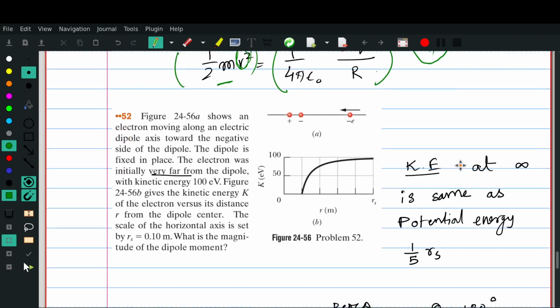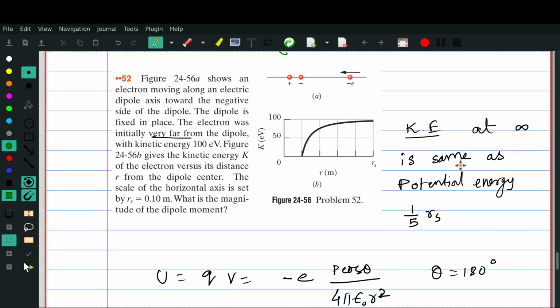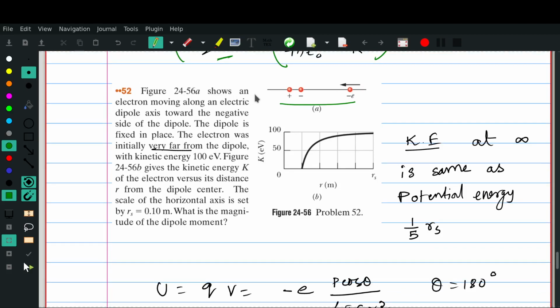Okay, let's move on to the next one. This figure shows an electron moving along an electric dipole axis toward the negative side of the dipole. The dipole is fixed in place. The electron was initially very far from the dipole. Very far means that initially we didn't have any potential energy; the whole energy was kinetic, 100 electron volt.